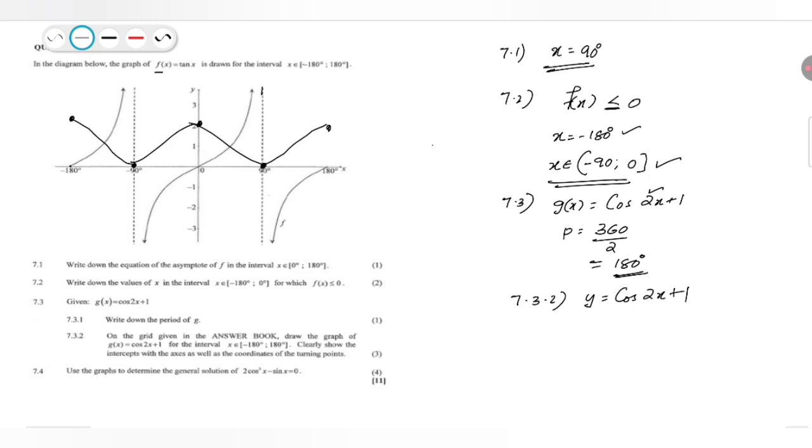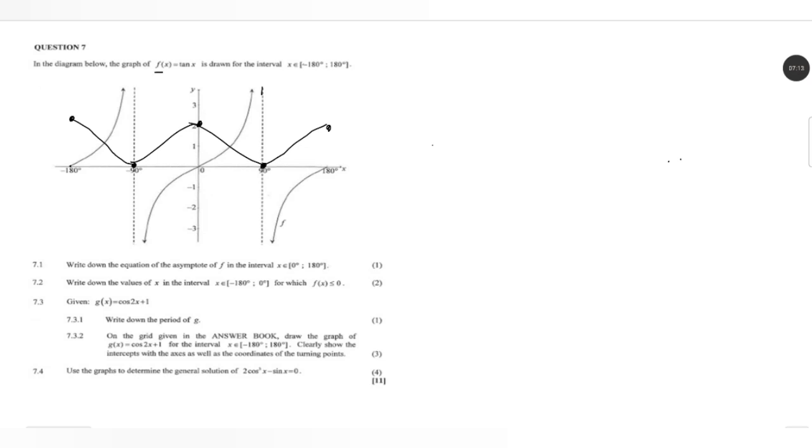Then 7.4. Now coming to 7.4, let me rub this one. What is 7.4? Use those two graphs to determine the general solution of 2 cos cube x minus sin x. Let me write it here, 7.4. This one is normally a tricky question because you have to improvise, do something and get the equations of these two graphs. What are the graphs here? I will write it here.